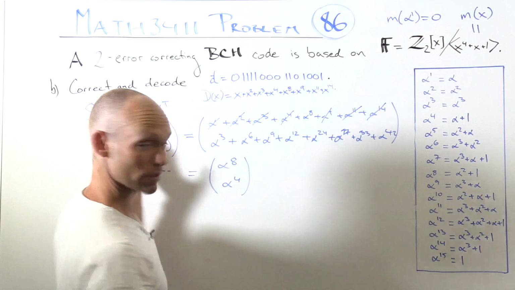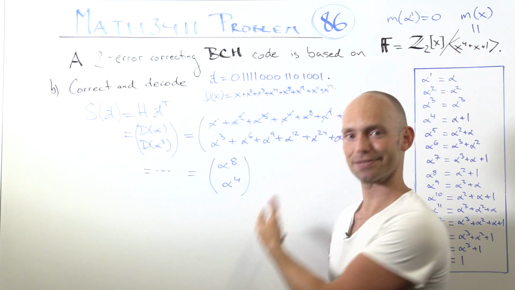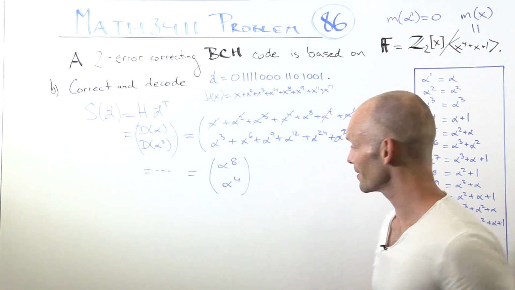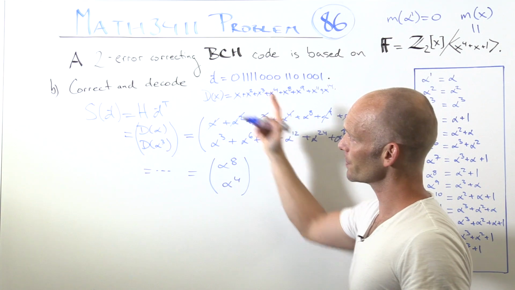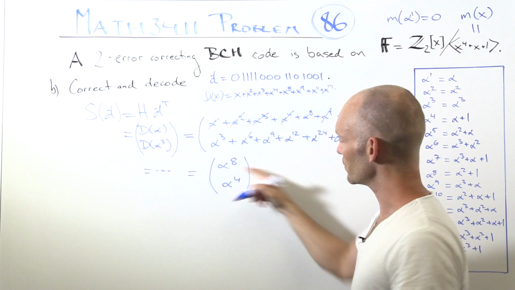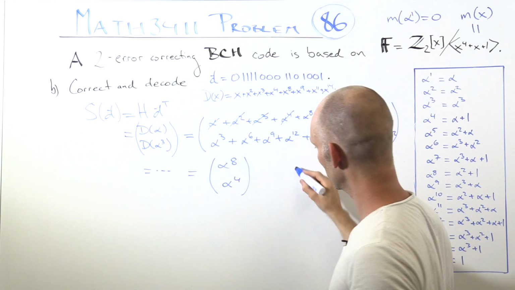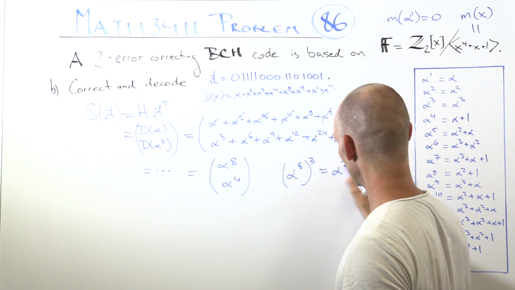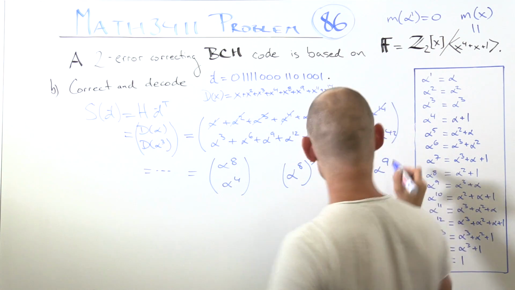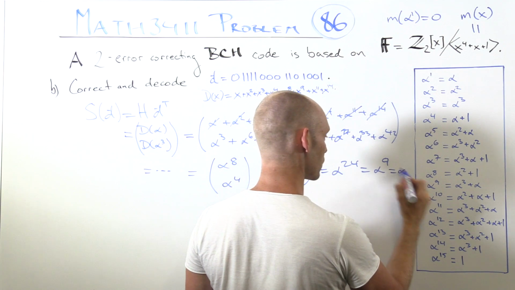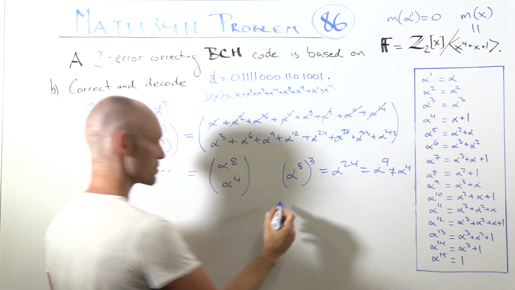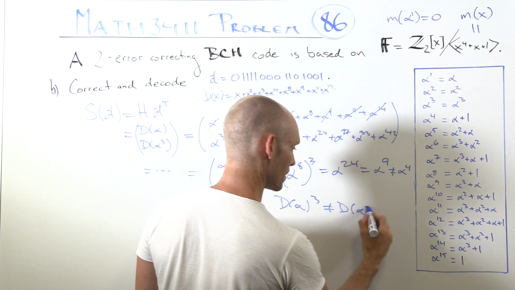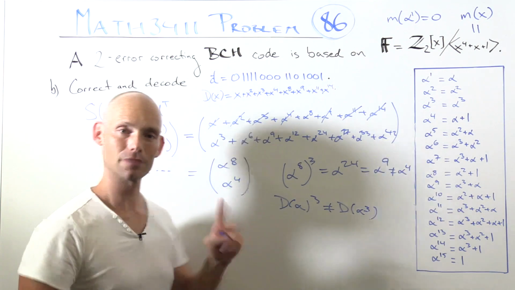So, we've found the syndrome, and if you look at it, it's non-zero, so there's at least one error, which you'd expect because we're supposed to correct something. And we can check, are there 1 or 2 errors here? We just see, is this cubed equal to that? So we have alpha to the power of 8 cubed, that's alpha to the power of 24, which is alpha to the power of 9, which in fact is not equal to alpha to the power of 4, so we have that d of alpha cubed is not equal to d of alpha, cubed. So there are in fact 2 errors.